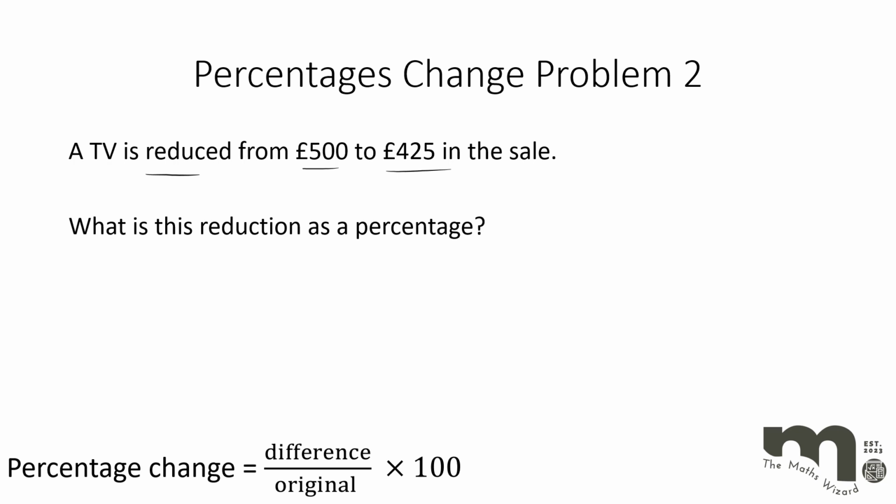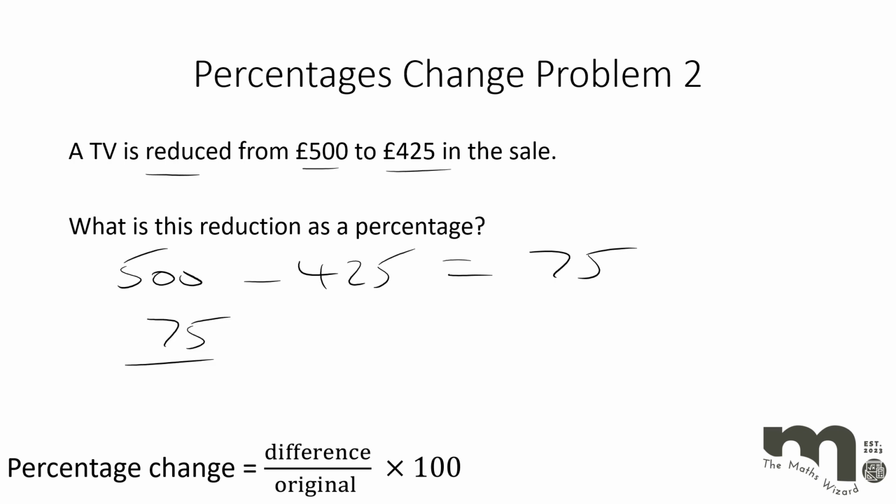Okay, so if we just work out first the reduction as an amount of money, it's gone down by £75. Now remember, that needs to go over the original amount, so it was £500 before it went down in price. We times that then by 100, we will get a 15% reduction there.